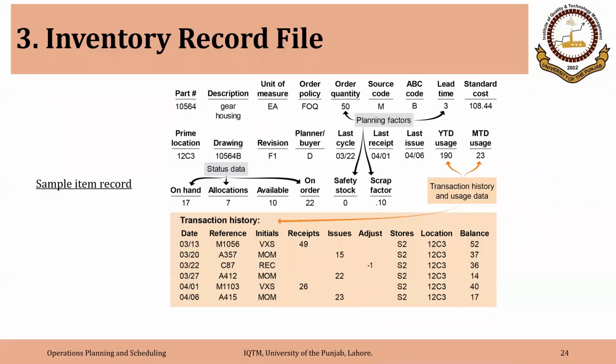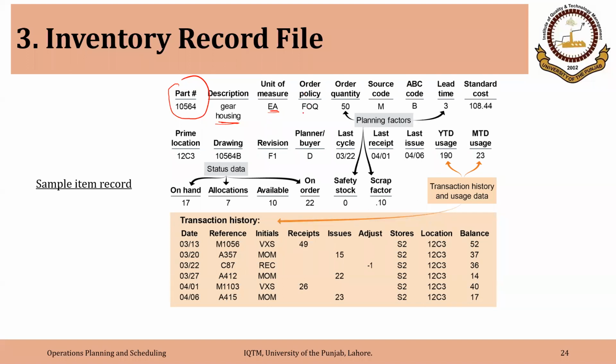The third important input to the MRP is the inventory record file. There is such a file in the ERP system for each of the components. It has a lot of information, and this is a dynamic file, so information keeps on updating whenever there is some transaction. This is the inventory record file for a certain part that has the number 10564. This is the gear housing. The unit of measure is each. It could be dozens, or it could be some other unit as well.